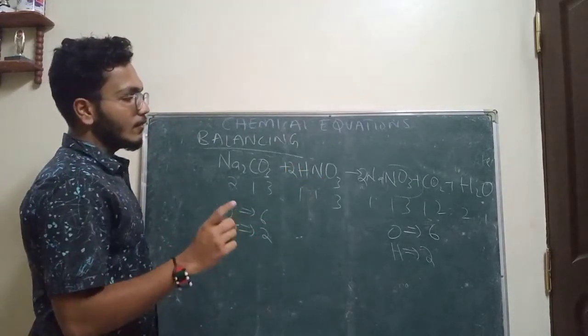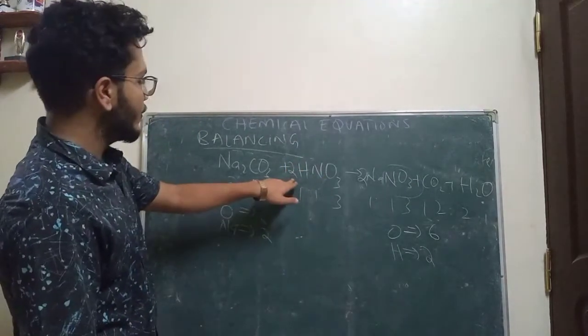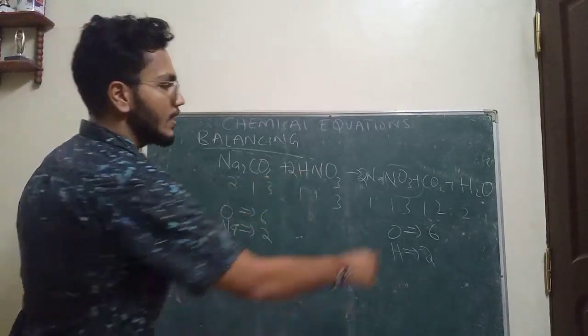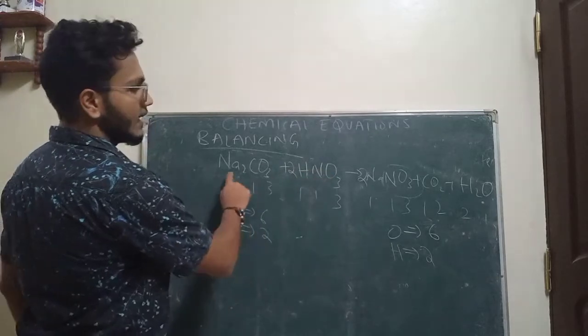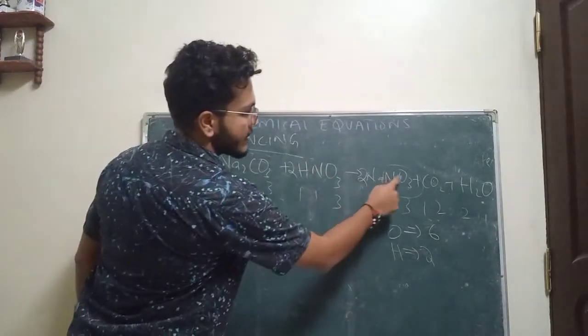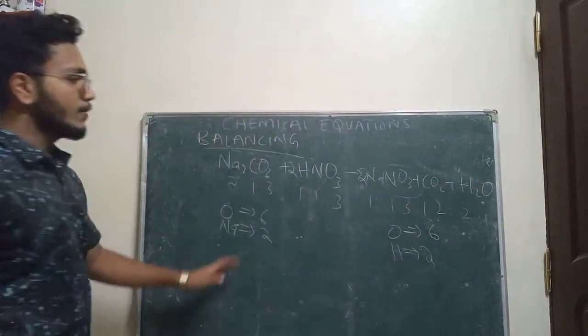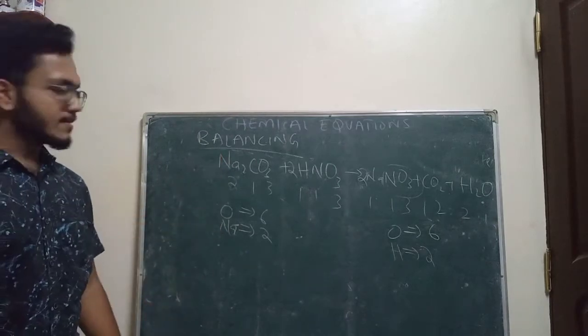What does it affect now? How many hydrogen are there? There are 2 hydrogen and there are 2 hydrogen. How many oxygen are there? 6 and 9. How many oxygen are here? 6, 7, 8, 9. So your equation is chemically balanced.